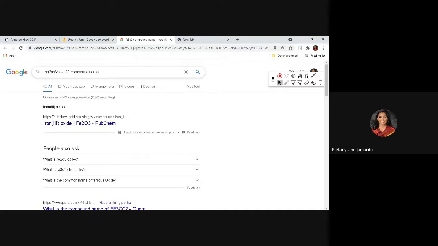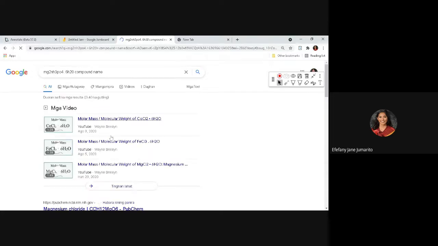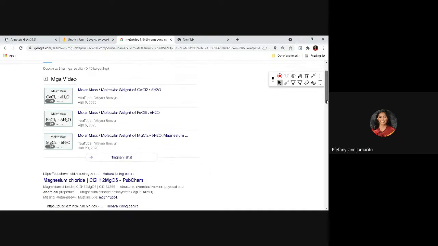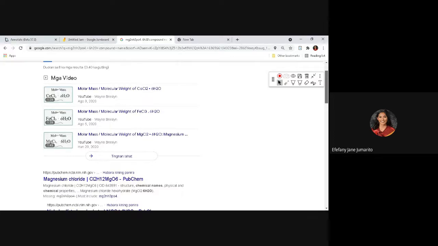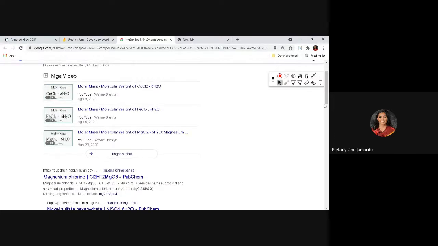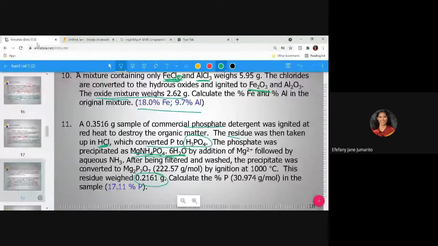Hexahydrate. I forgot the water. Okay, so we have magnesium ammonium phosphate hexahydrate. Because it's 6, then we have the hydrate water. Okay, so we have this one.